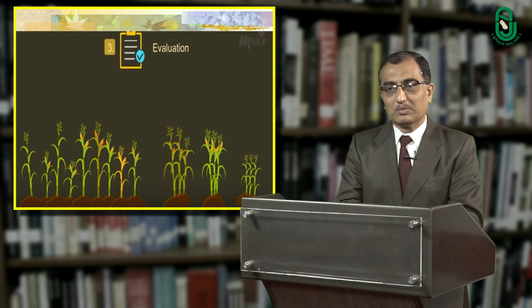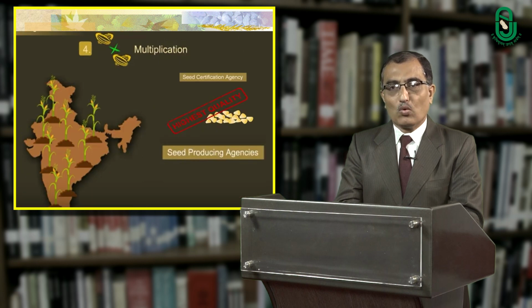Once selected, genotypes can be evaluated at different locations and years to have wider adaptability, and that can be evaluated by various tests. There are two tests available at the national level. One is the All India Coordinated Improvement Program. It is tested for 3 years.